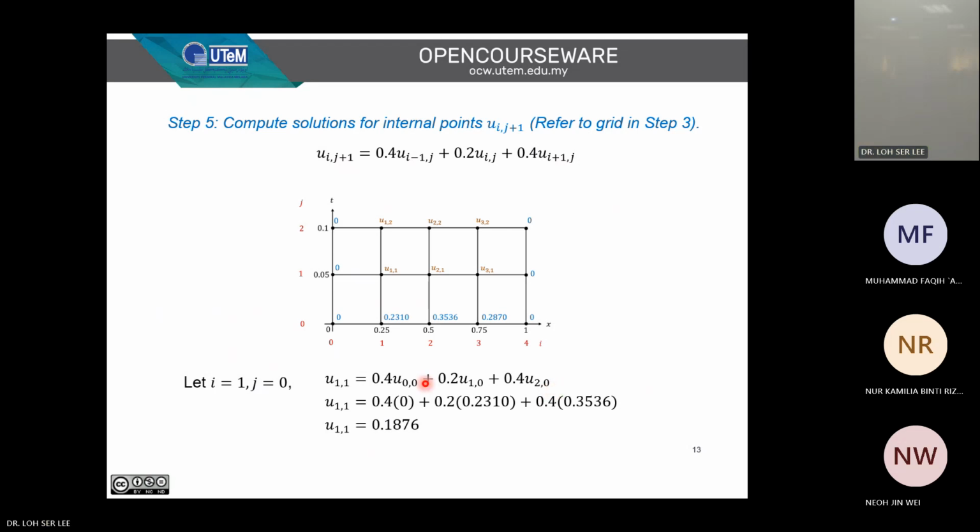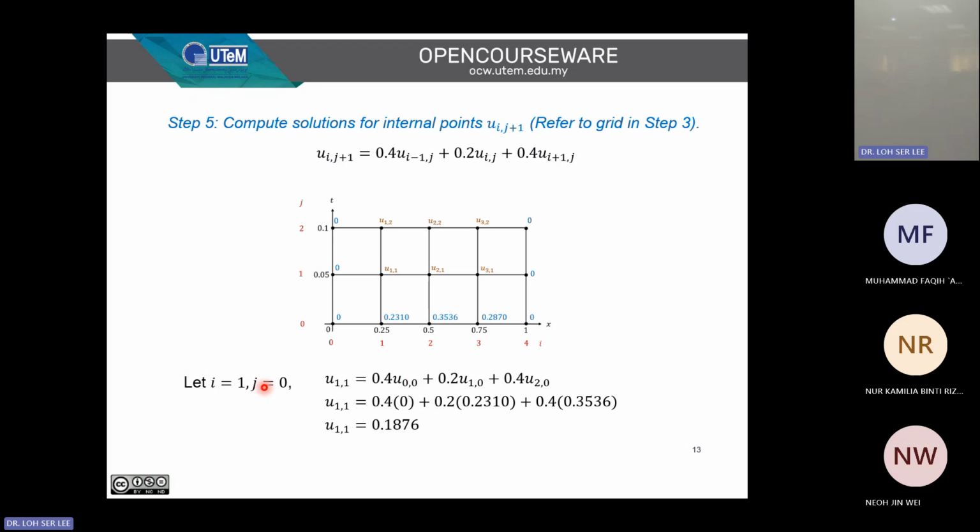Okay? And this U00 means this one. 0, 0, this one. U10, 1, 0, that means this one. 2, 0, that means this one. Because J plus 1 equals to 1, you match this one with the internal points. Okay, we want to get their corresponding Iij.